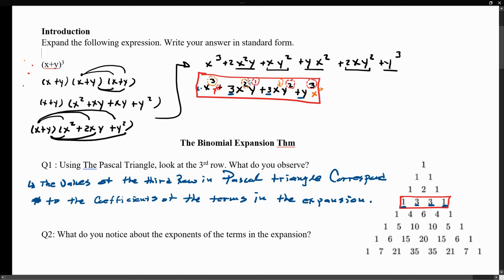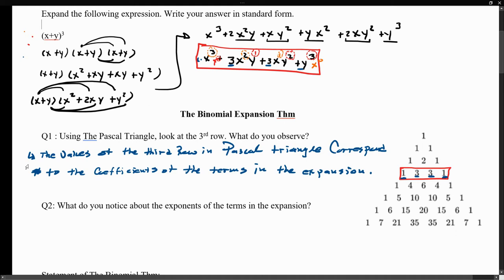And then the next term, same idea. X's are going to decrease by 1. So it goes from the second to the first. And the y's are going to increase by 1 from the first to the second. And the next term, x's, it is at 1, so it would take away 1, it becomes 0. And y, it is 2, so it increases by 1 and now it becomes 3.